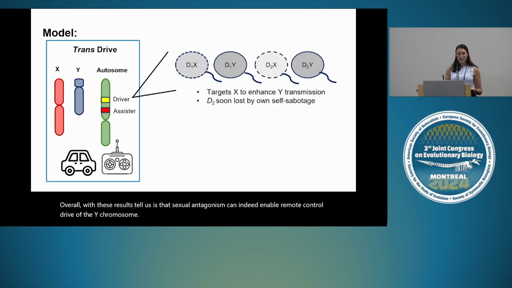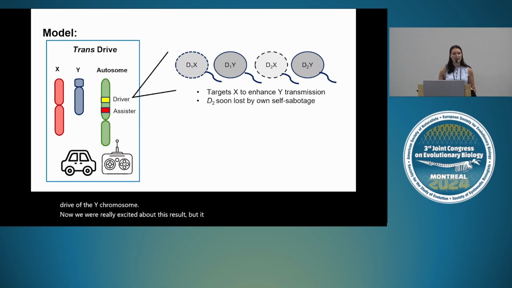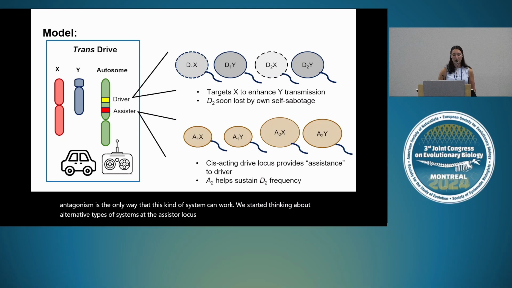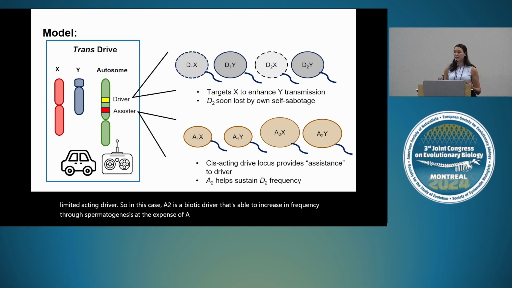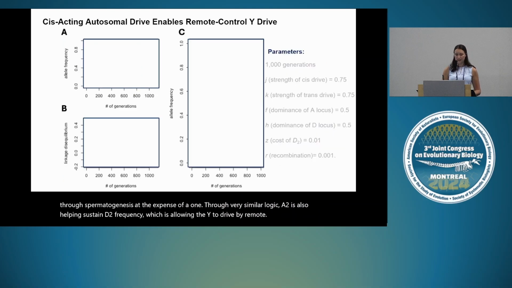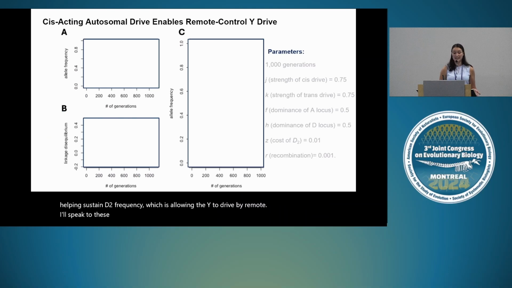Now, we were really excited about this result, but it got us thinking whether sexual antagonism is the only way that this kind of system can work. We started thinking about alternative types of systems at the assister locus, and one that we came up with was a male-limited cis-acting driver. So in this case, A2 is a meiotic driver that's able to increase in frequency through spermatogenesis at the expense of A1. Through very similar logic, A2 is also helping sustain D2 frequency, which is allowing the Y to drive by remote control. I'll speed through these results because they're actually surprisingly very similar.